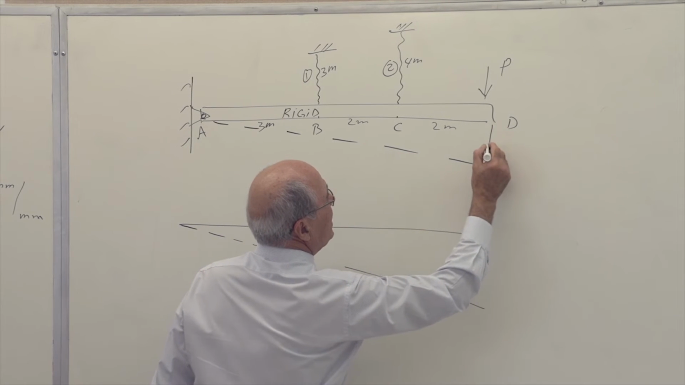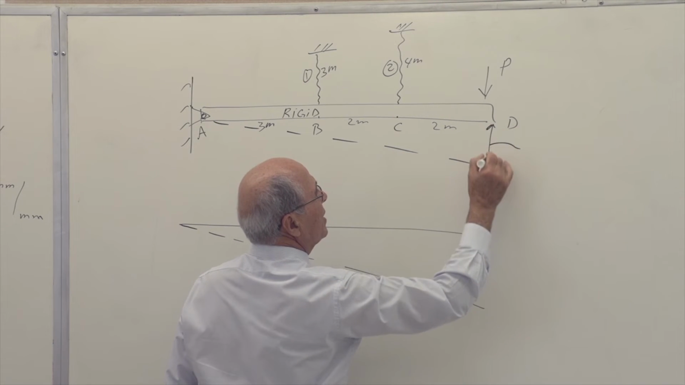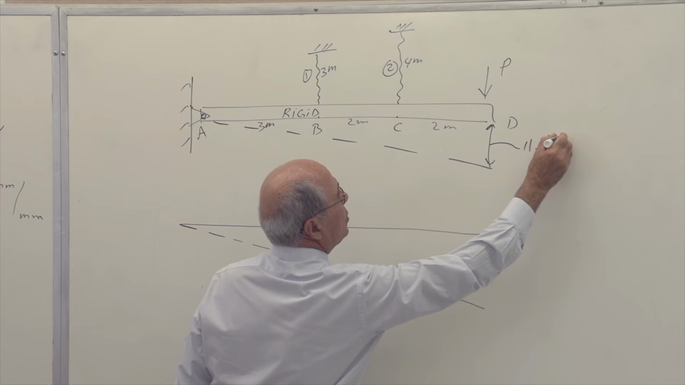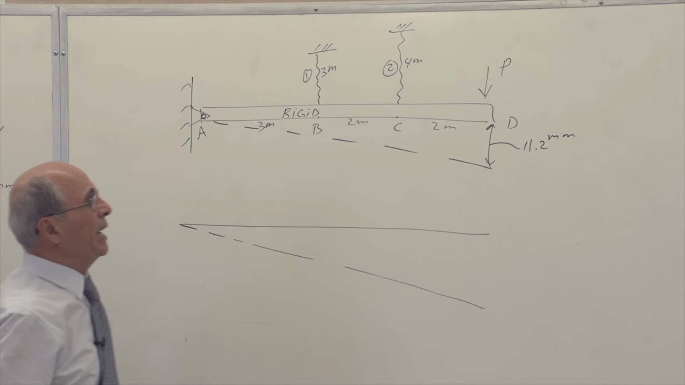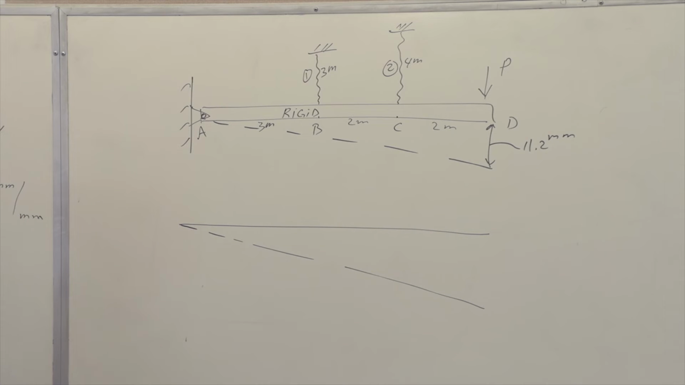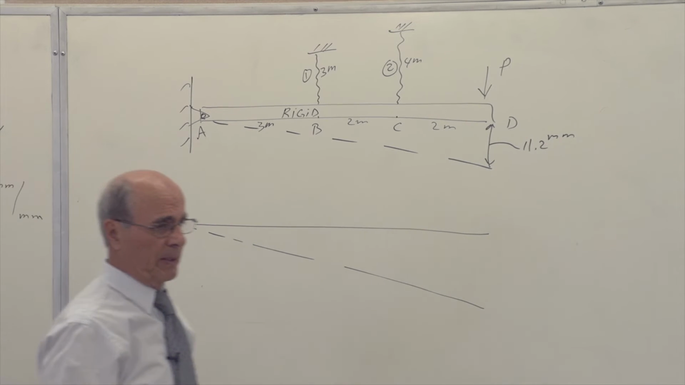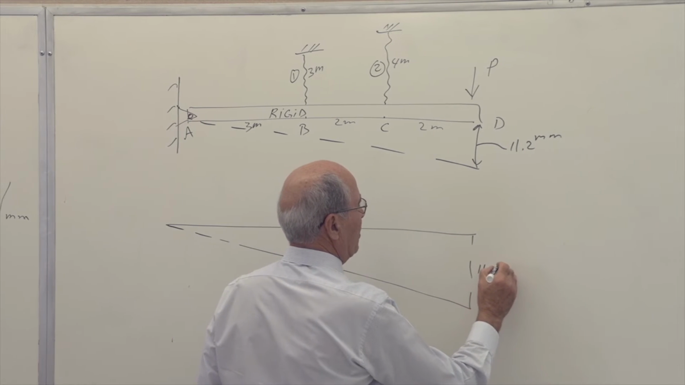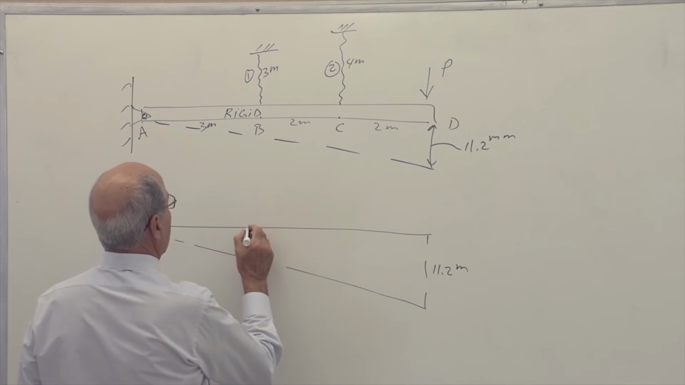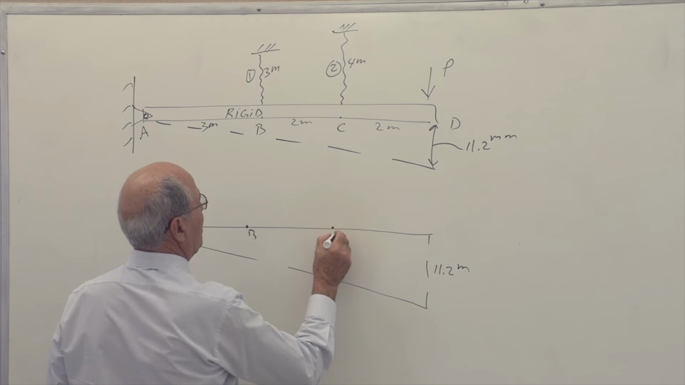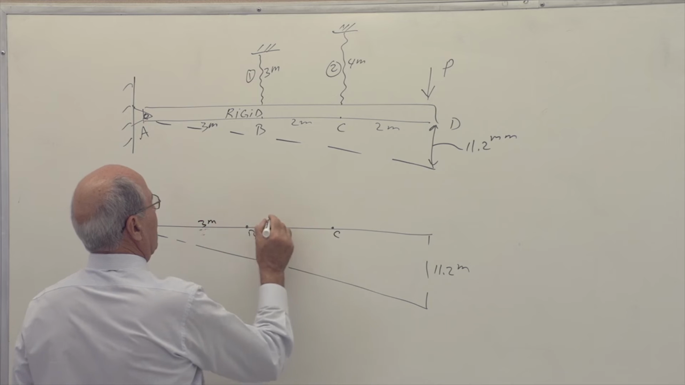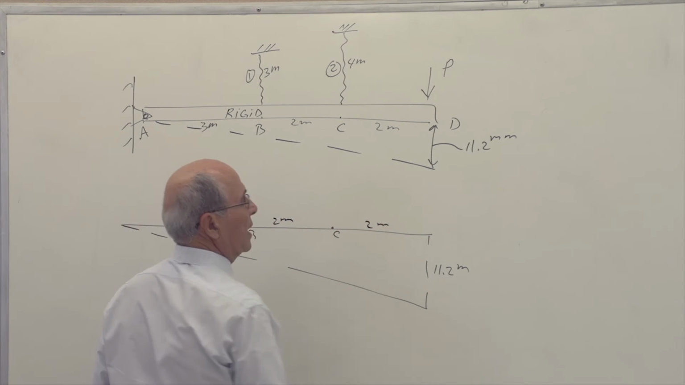Now, after we did that, we have measured this length, and it ends up to be 11.2 millimeter. So the rod has gone down because of that load P. That's a part of the problem given. So this is given 11.2 millimeter. This is point B, and that is point C. This is 3 meter, 2 meter, and 2 meter, okay?